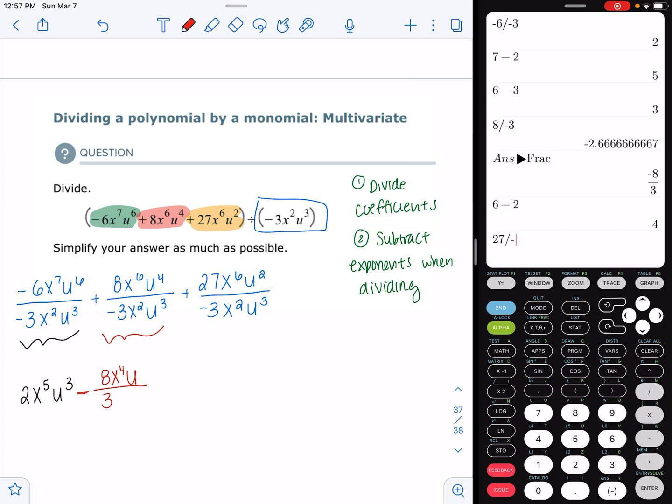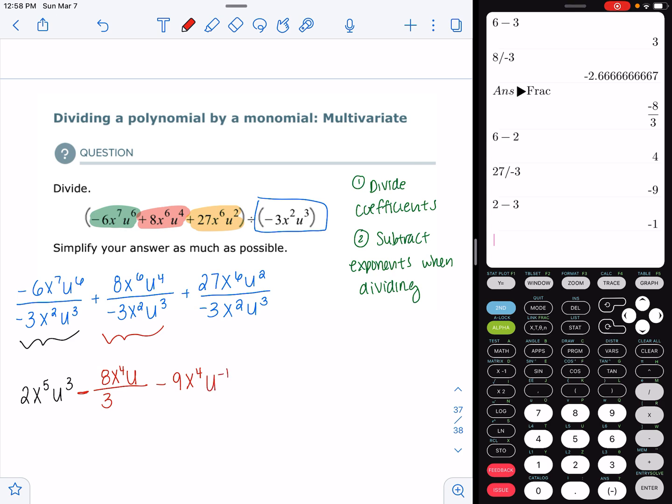27 divided by negative 3, we get minus 9. So minus 9. x to the 6th over x squared. So 6 minus 2 is 4, so this is x to the 4th. u squared divided by u cubed. So 2 minus 3. Make sure you're still subtracting the bottom from the top. We get negative 1. So be very careful here.